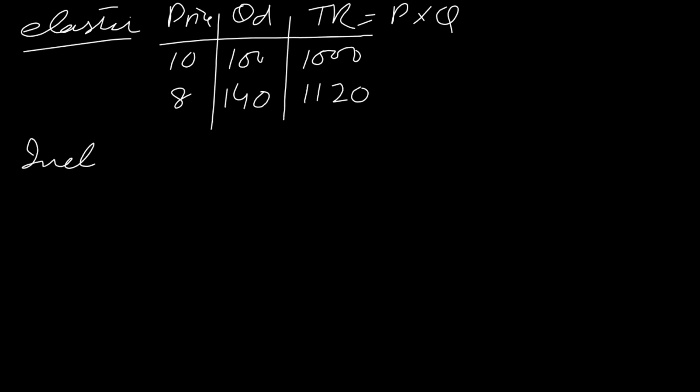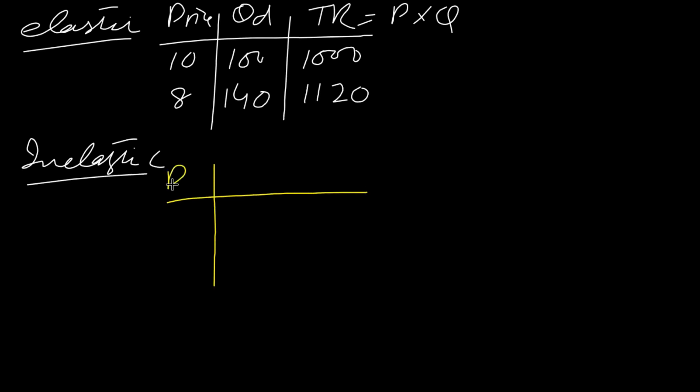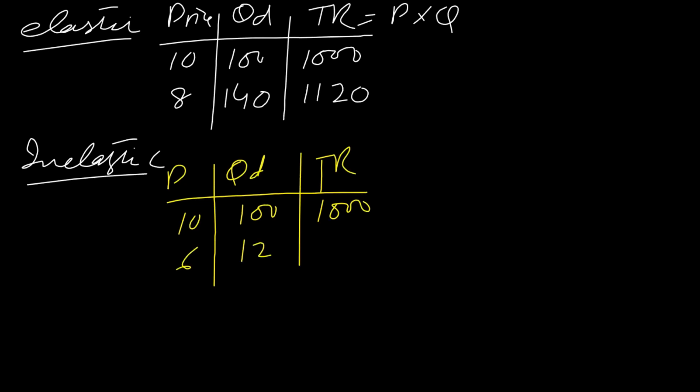In case of inelastic demand, there will be a greater change in price and a smaller change in quantity demand. So let's say we have price $10 initially and quantity demand is initially 100. So total revenue will be 1000. Now if we decrease price to, let's say, $6, quantity demand will rise to 120. So price decreased by 40% but quantity increased by 20%. So total revenue will be 720. So a decrease in price has resulted in a decrease in total revenue.